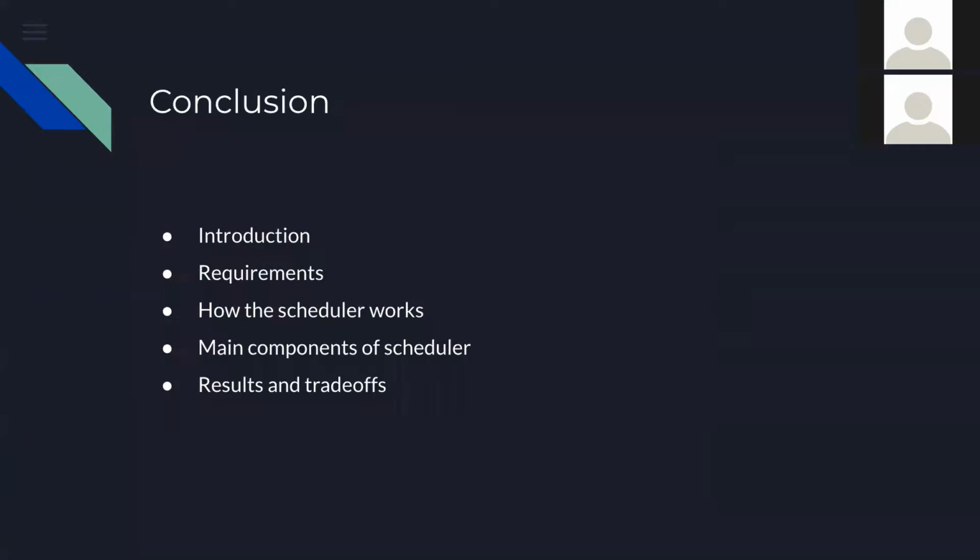So to conclude, we introduced the problem that we are trying to solve using our scheduler. Then we specified what are the requirements that our scheduler should fulfill. Then we described on a high level how our scheduler should work. Then we explained the main components of the scheduler using our code. At the end, we discussed the result that our scheduler produced and the trade-off we had to deal with.